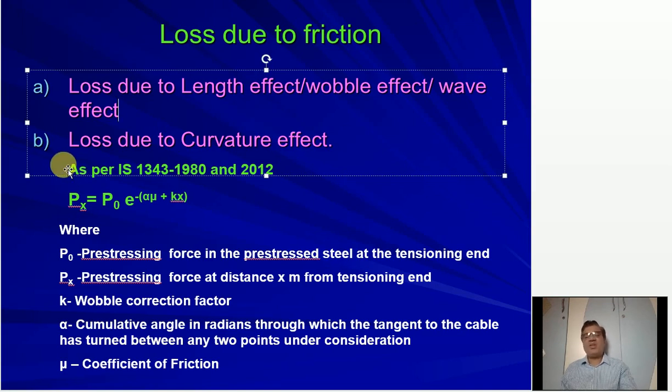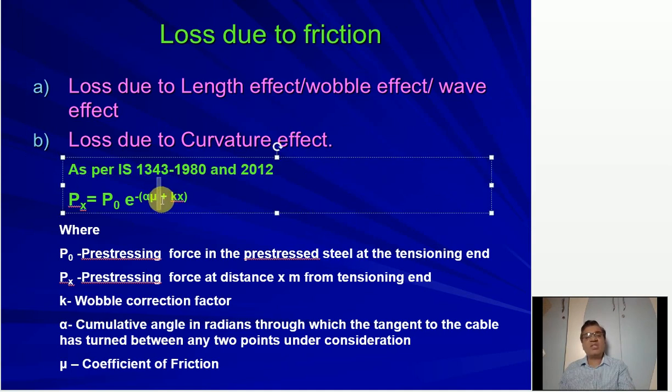Now, normally, the parabolic cables are provided in pre-stressed concrete, and the shape is the sagging shape. So whenever tension is applied at both the ends, the tendons or the strands stick to the upper wall of the duct, and there is always friction between the upper wall of the duct and the tendon. This is called loss due to curvature effect. So it depends on curvature, and the first part of that equation, alpha into mu, covers this curvature effect. Now, the total equation according to IS 1343-1980 and according to the revised code in 2012, the equation remains the same.